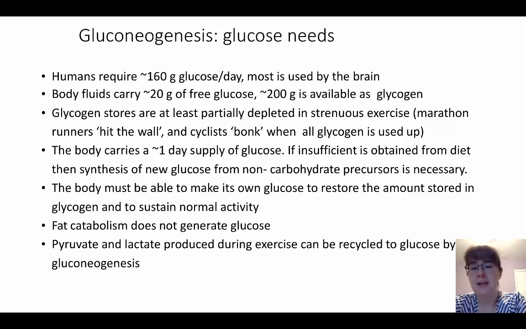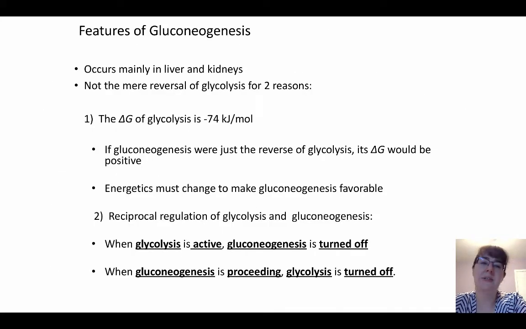The pyruvate and lactate that are produced during exercise can be recycled to glucose. So as our body breaks down glucose by glycolysis, it can go ahead and use those products, either pyruvate or lactate, and use those then as substrates for gluconeogenesis. This is going to occur mainly in the liver and the kidneys.